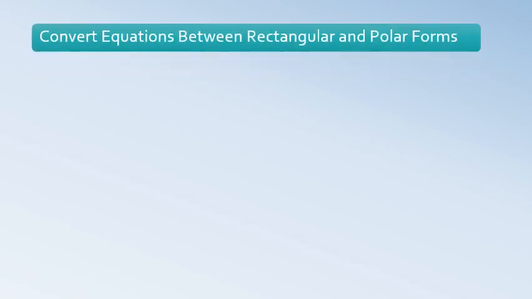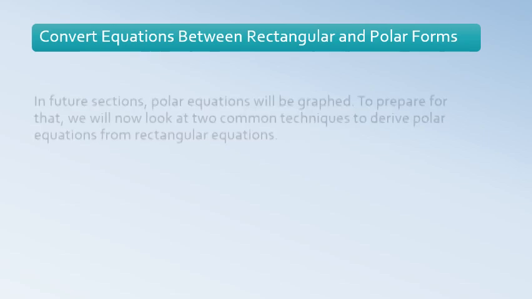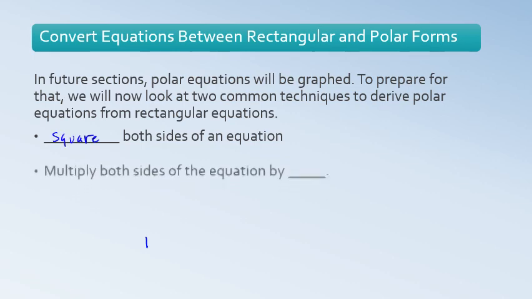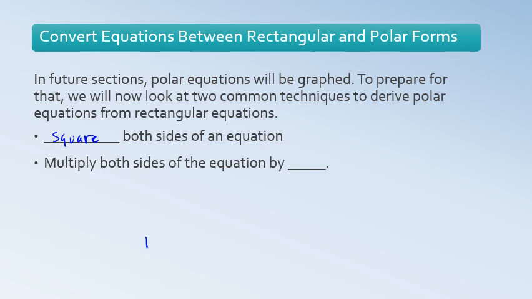And finally, let's look at our third objective, convert equations between rectangular and polar forms. In future sections, we may want to be able to graph polar equations. And so to prepare for that, we're now going to look at two common techniques to derive polar equations from rectangular equations. One of those methods is to square both sides of an equation. And another one of those techniques is to multiply both sides of the equation by r.